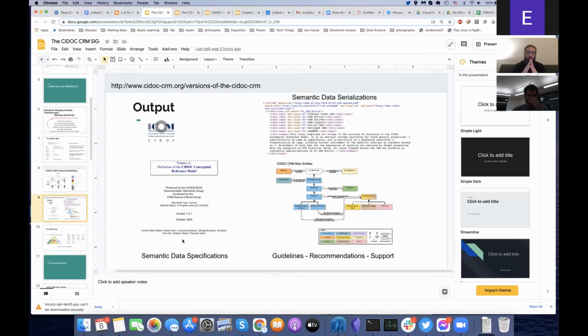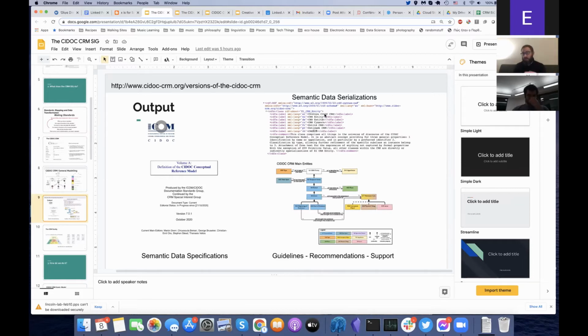But the principle behind that is that we want to build a foundation for long-term data integration and reliability. So technologies are going to continue to change. CIDOC CRM was started before RDF was a standard, and probably at some point it'll go away. So the base document we produce is the semantic data specification.